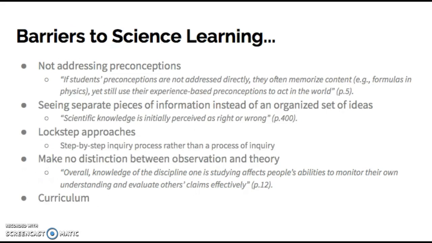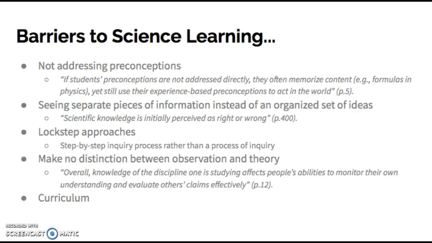Some barriers to science learning are: 1, not addressing the preconceptions. I think the quote on page 5 really sums that up. If we don't address their preconceptions, they're still going to use those misconceptions in the real world rather than what was taught to them, because they didn't make those connections. Another is seeing separate pieces of information instead of organized sets of ideas, meaning they see things as wrong or right and individual ideas instead of seeing the connection between all of them.